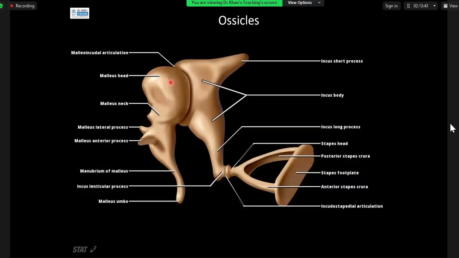Stapes is the smallest bone in the human body. This is the anterior crus and this is the posterior crus, and you'll be surprised that this is only about 0.58 millimeter in thickness, and it is visible on our CT scan where we are doing 0.625 slices. This is the footplate of the stapes, which is attached to the oval window of the cochlea.